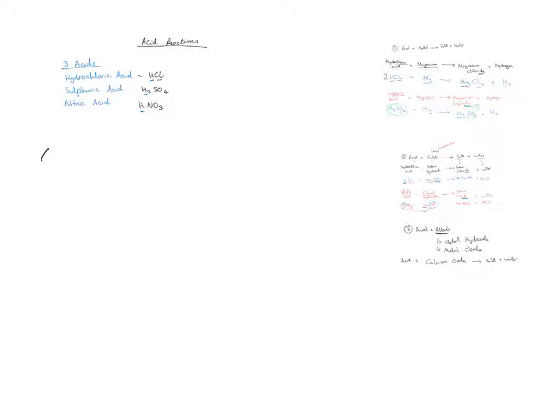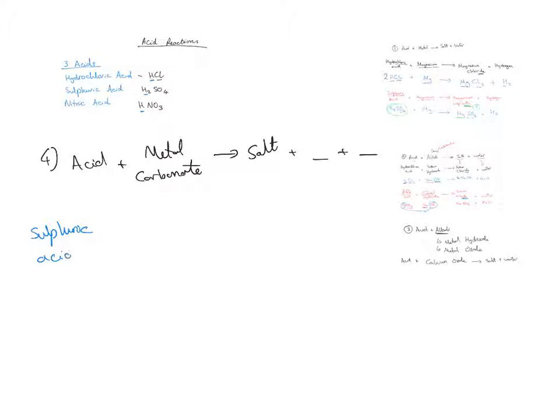Now there's one final example, which hopefully using the same kind of reasoning that we've been going through, you might be able to spot yourself. And that's what happens when you add an acid and a metal carbonate. It will always form a salt, and it will always form two other products as well. And I'm going to see if you can spot these in a moment. So, for example, let's start with sulfuric acid. And let's use calcium carbonate. Nice simple one.